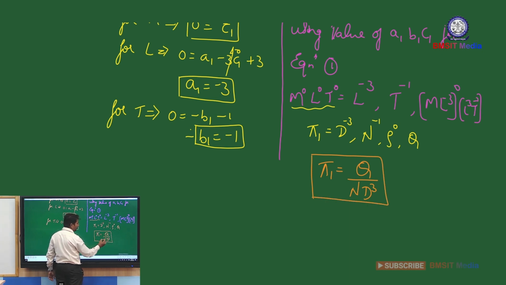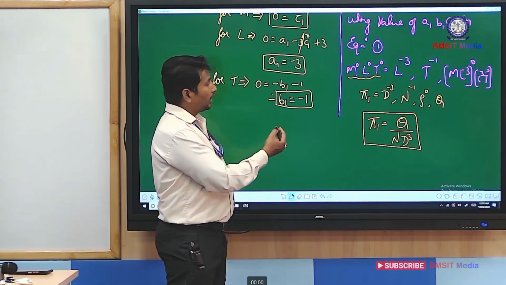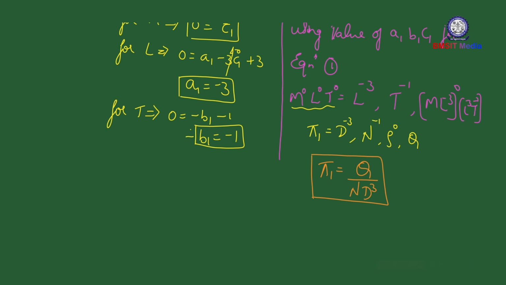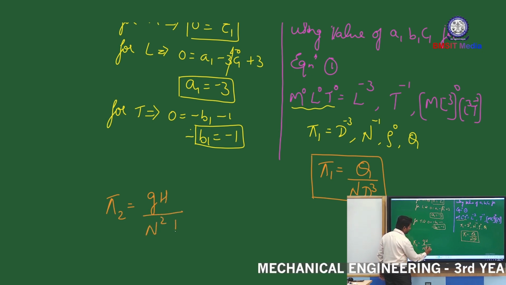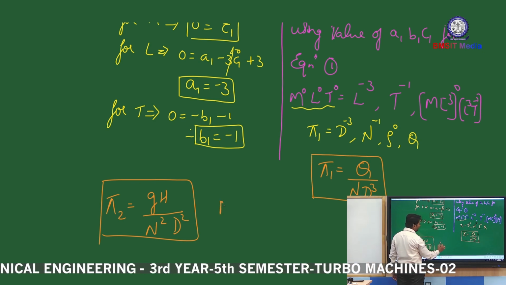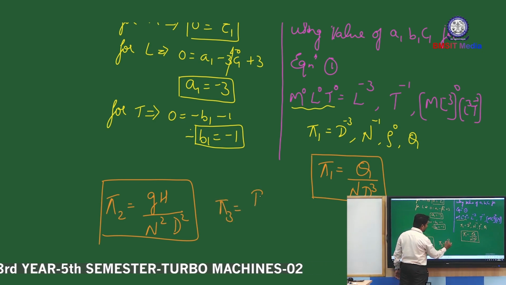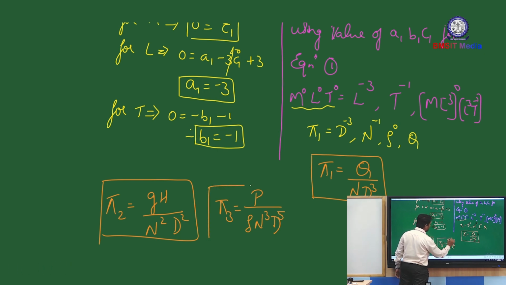So instead of writing these three variables, I can write pi 1. Pi 1 indicates the combination of these three variables in the form of q by n d cubed. So this is the procedure to determine pi 1. Similarly, I'll give the answers for pi 2 and pi 3, obtained by the same procedure. Pi 2 will be gh divided by n squared d squared. Pi 3 is equal to P by rho n cubed d to the power of 5. These are all the 3 pi terms we got.